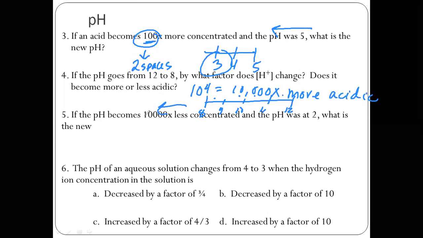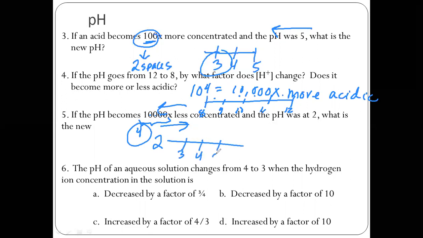Okay, number 5. If the pH becomes 10,000 times less concentrated starting at 2, it starts at 2 and has to move that way if it's becoming less. I look at my number 10,000, it has 1, 2, 3, 4 zeros, so that means it moves 4 spaces up. So 3, 4, 5, new pH is 6.